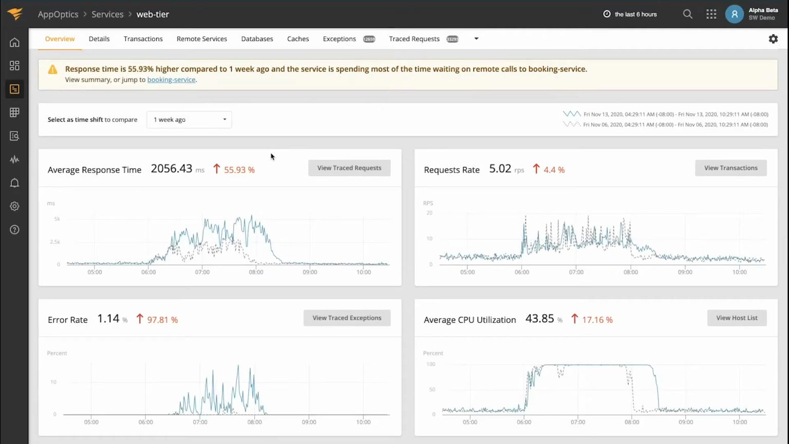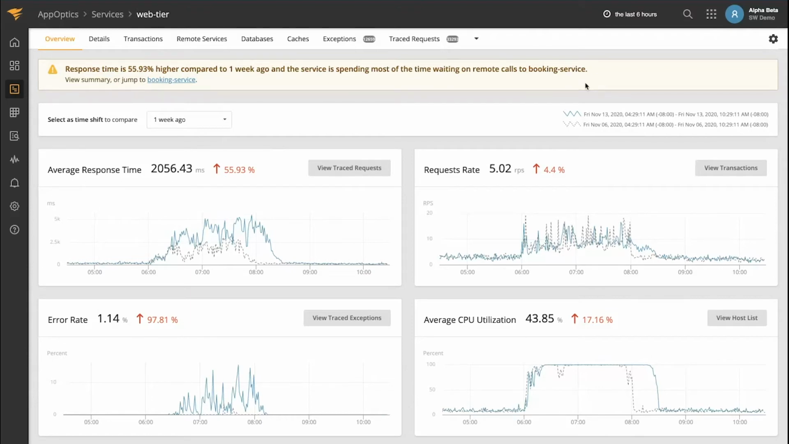So we clicked into the web tier, and it gives us a pretty good summary of what's going on. It's showing us the last 6 hours here, saying, hey, response time is about 56% higher compared to a week ago, and most of the time is being spent waiting on remote calls to the booking service.